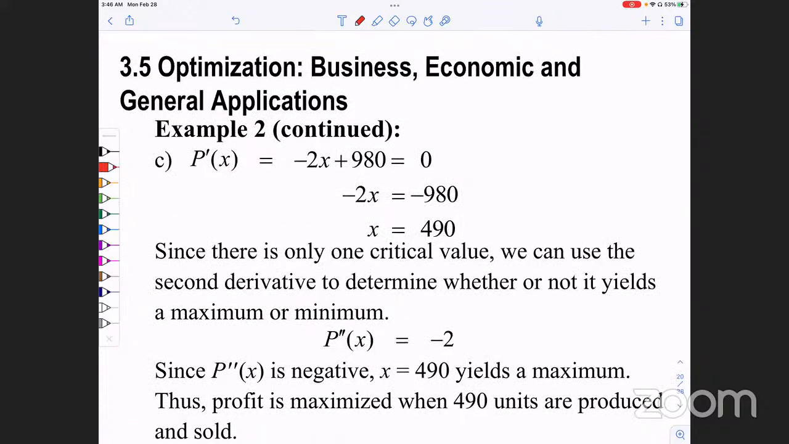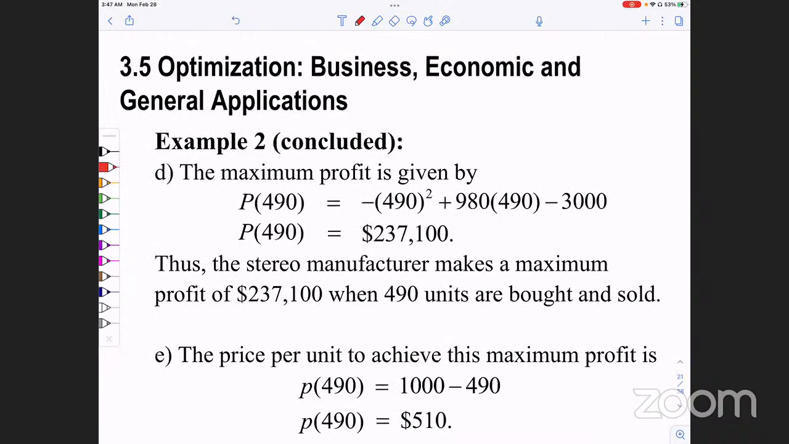So then the derivative, we have 499 because that 0 was missing. Since there's only one critical value, they got 490. In our case, it was 499 as the max. Okay, that's fine. Thus, the stereo manufacturer makes a maximum profit when 490 units are produced and sold. The price per unit, oh, okay, it's 490. So that part we did wrong. With P of X, basically you plug in, and that tells you the price per unit. So if you have 490 units, you plug it in. We did need to make an adjustment there, but it's okay.